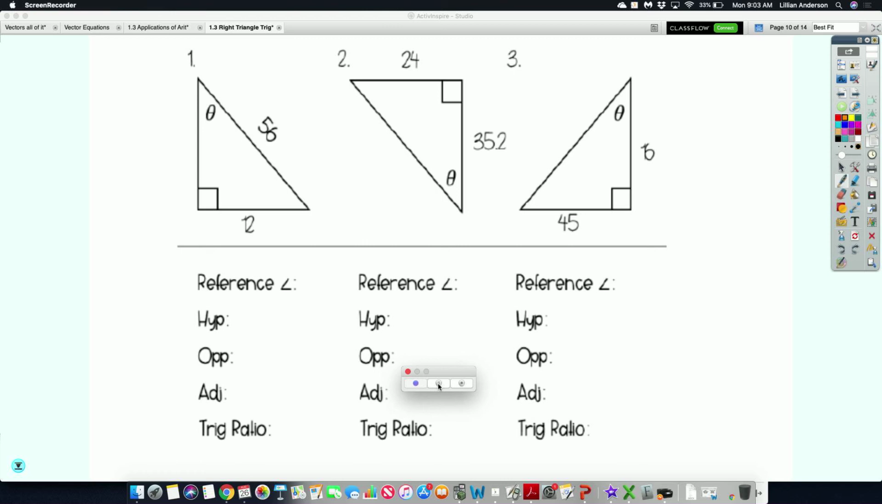Except this time, x, or your unknown, is your angle. And the only way to separate the angle from its trig function is the inverse. Okay? So let's still label our sides.